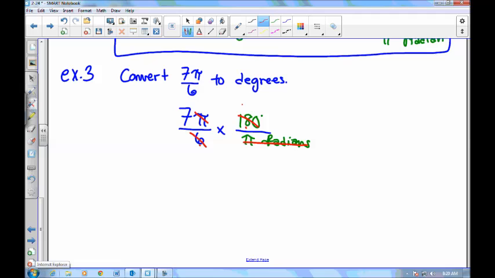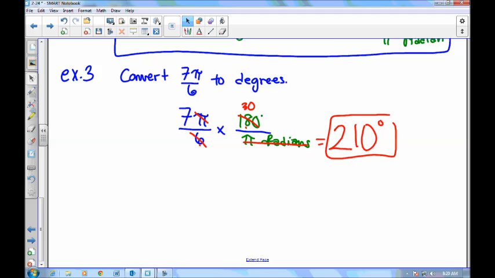Okay, yes, 30. So 7 times 30 tells us our degree would be 200. What's 7 times 3? 21. So 7 times 30 is 210 and needs a unit. What's the unit? Degrees. Take a look at your unit circle. That's 210 degrees. Is that really 7 pi/6? Look at your unit circle. Is 210 degrees really 7 pi/6?